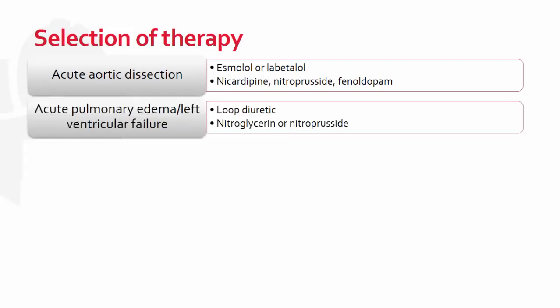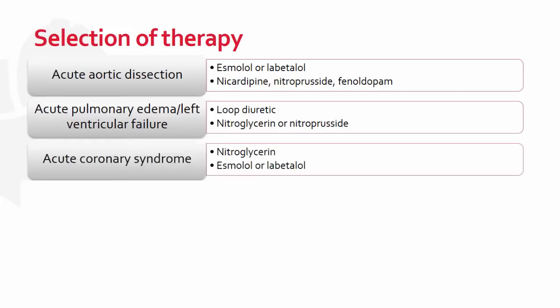In patients presenting with an acute pulmonary edema or left ventricular failure, a loop diuretic, such as intravenous furosemide, can be administered, depending on the degree of volume overload. Agents such as nitroglycerin or nitroprusside could be used in this situation as well. Agents that can decrease contractility, such as beta blockers and select calcium channel blockers, should be avoided in these patients.